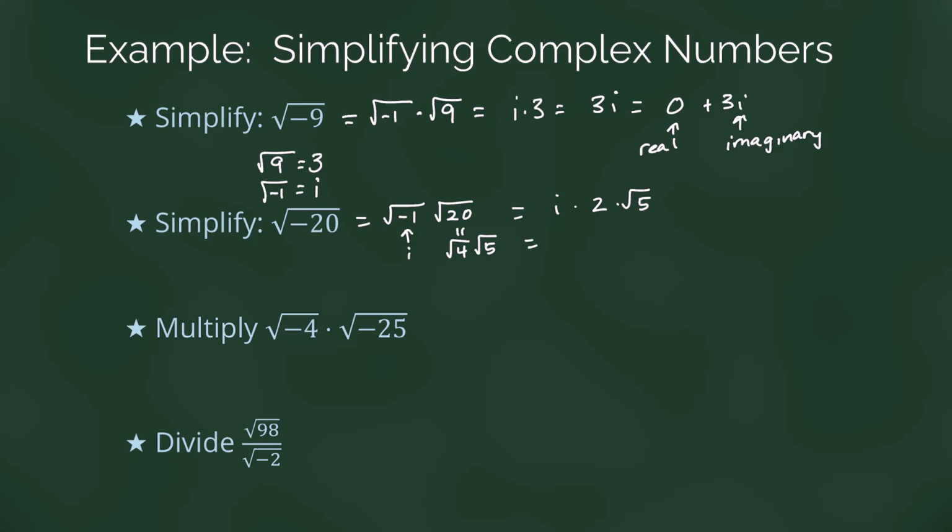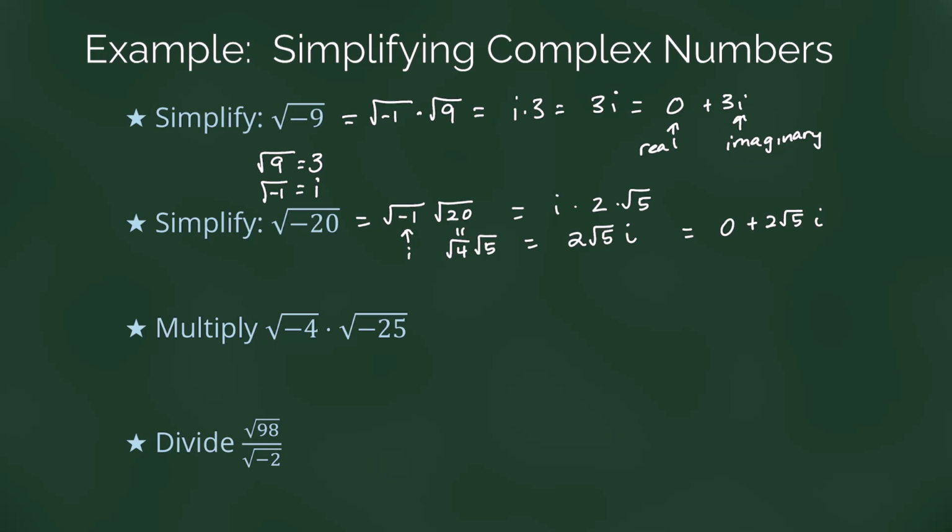We're going to rearrange that again to put the i at the end. So we have 2 square roots of 5 times i, which is the same as the complex number 0 plus 2 root 5 times i. 0 is our real part, 2 root 5 times i is our imaginary part. Now we don't generally have to write the 0 when we're talking about complex numbers. We can usually just leave that off and write the number as 2 root 5 times i.